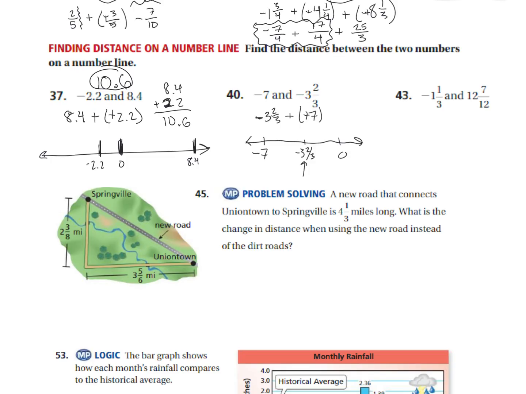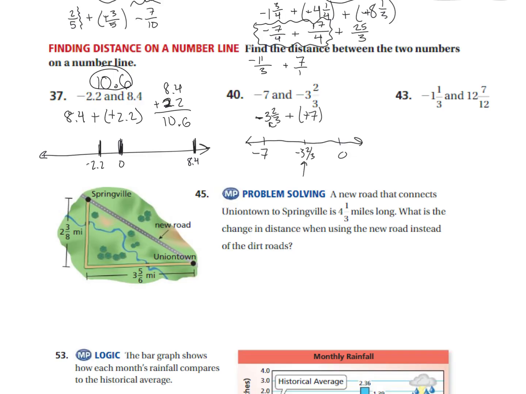Okay. I'm going to move this to above. I'm going to convert this really quick. 3 times 3 is 9, plus 2 is 11 over 3. And then we have plus 7. I'm going to write that over 1 because I can.